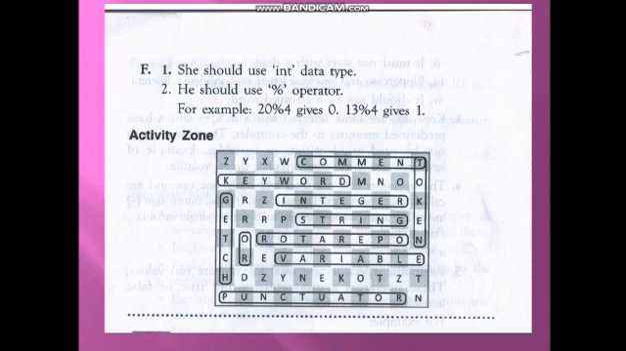Second one, Rohan wants the remainder on the division of two integers. Which operator should he use? For the remainder, you have to use the percentage symbol operator. Okay, he should use the percentage operator. And actually, it will not give you the percentage value. It gives you the remainder in a given division. Example, 20 percent 4 gives 0 and 13 percent 4 gives 1.